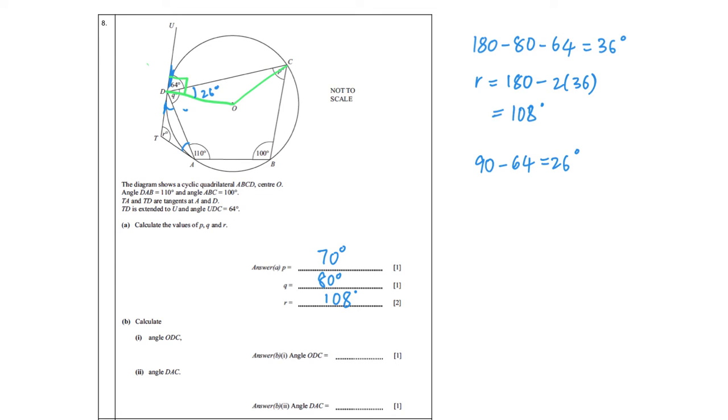Okay, for the next question, DAC, maybe we erase this first. Right, ODC just now, 26 here. And DAC, okay, let's draw a line DAC. We have Q earlier, which is 80. We have the angle here, which is 36. We have R, which is 108. And P, the whole P is 70. And we have all of this. And DAC is here, a bit from 110.